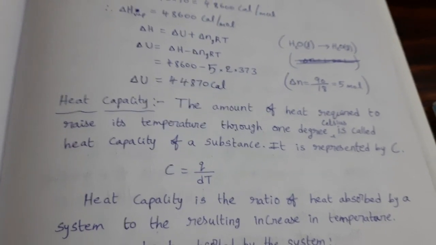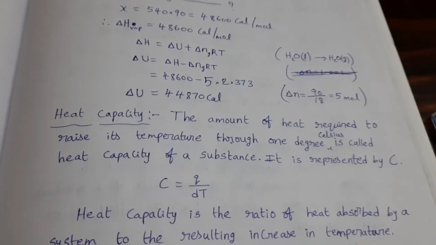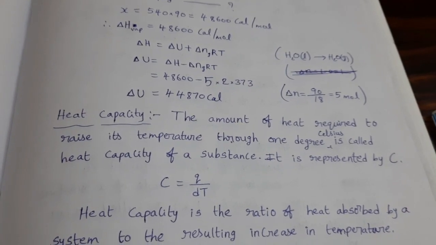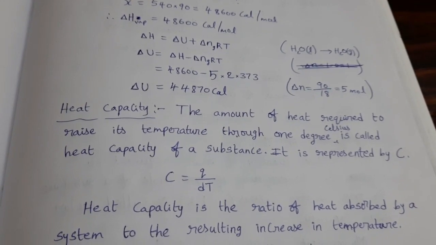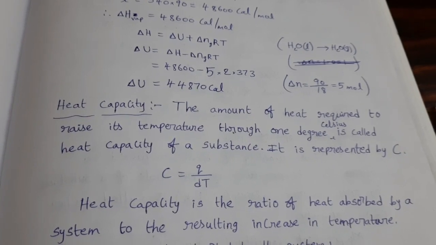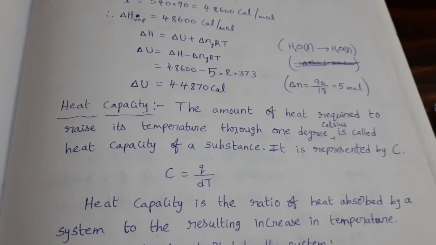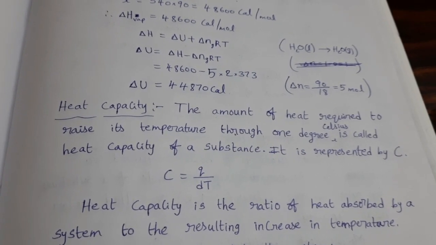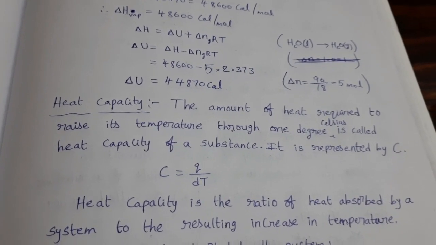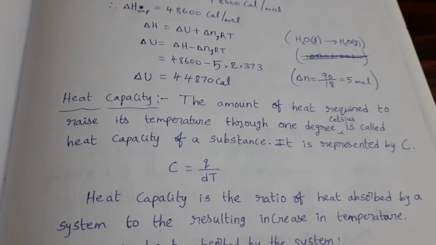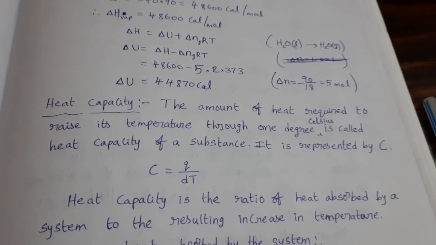See the next topic, heat capacity. It's a very simple definition. The amount of heat required to raise its temperature through 1 degree Celsius is called the heat capacity of a substance. To increase the temperature of a substance by 1 degree Celsius, the required heat energy is called heat capacity. It is represented by capital C.